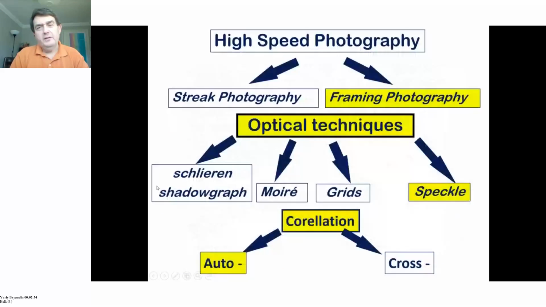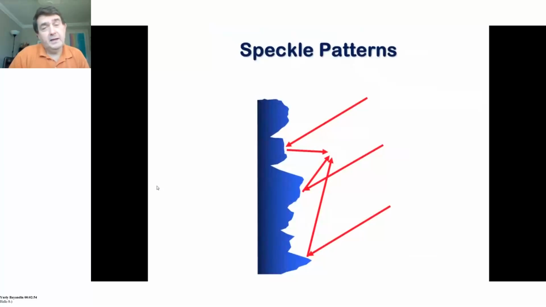So streak photography and framing photography are quite useful. However, if we start thinking about other forms of experimental techniques, speckle is a very common experimental technique. And we could do a speckle pattern by illuminating a rough surface with a laser. And you will get different small reflections of the laser on that surface, and you'll get regions of brightness, regions of darkness. So you'll have this kind of speckly, boiling reflection from the surface.